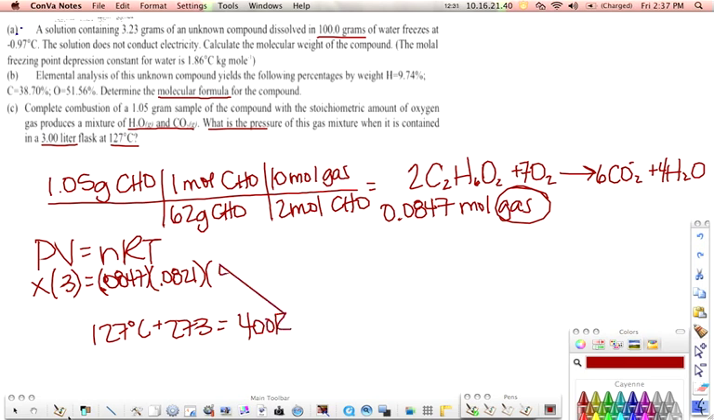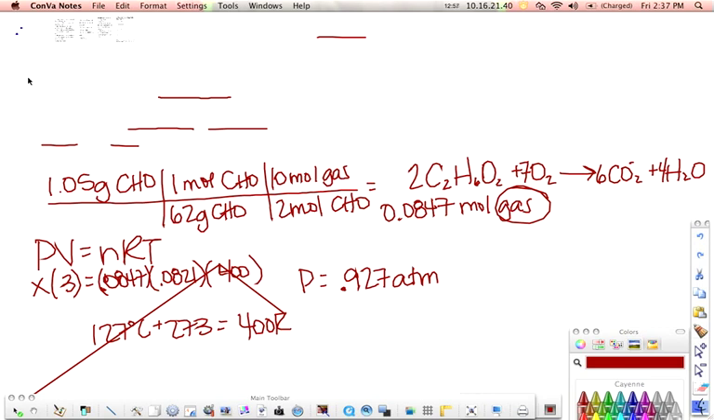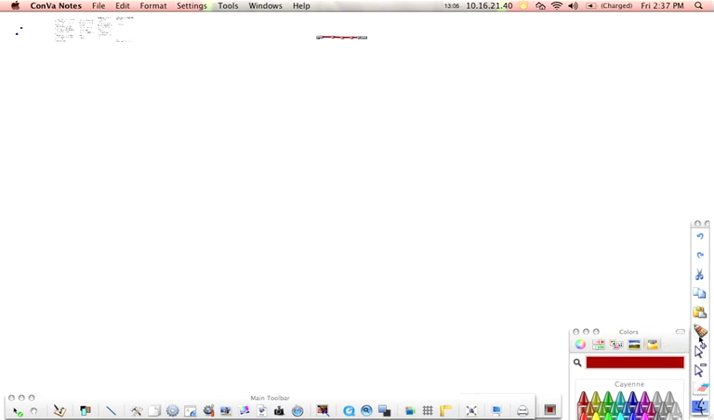Sorry, the screen gets stuck sometimes. Okay, 400 Kelvin. So solve all this and we get that the pressure is equal to 0.927 atmospheres. And that question is done. Yay us. So let me get rid of this and all of the work that we just did. Get rid of that, and those little 2 boxes that have been bugging me. Okay, next question.